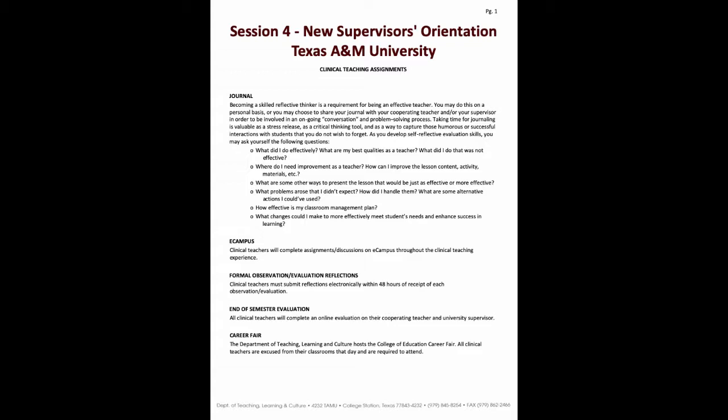Clinical teachers will receive information about eCampus as well as other official clinical teaching updates through their TAMU accounts. So remind your clinical teachers to check their A&M, TAMU accounts regularly for information from the Office of Field Experiences. If one of your clinical teachers does not meet a deadline for an eCampus assignment, you will receive an email asking you to contact that clinical teacher and remind him or her to complete the assignment that is missing.